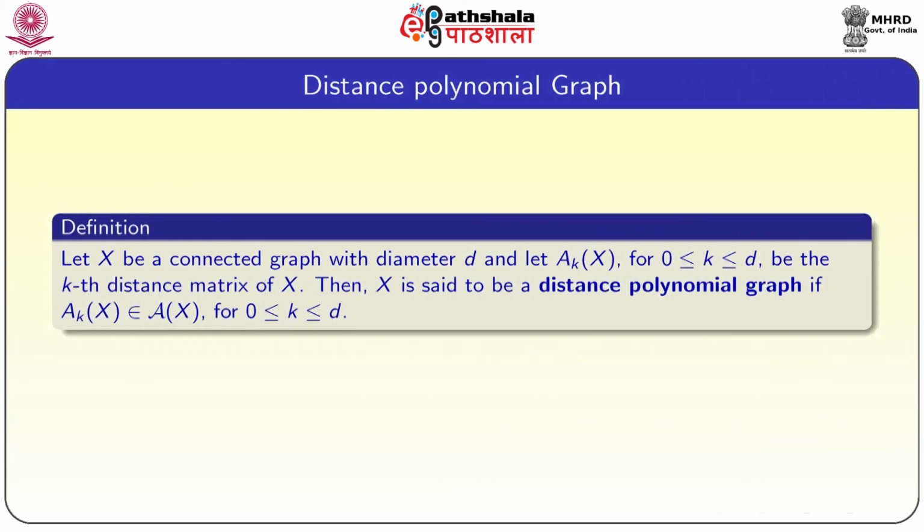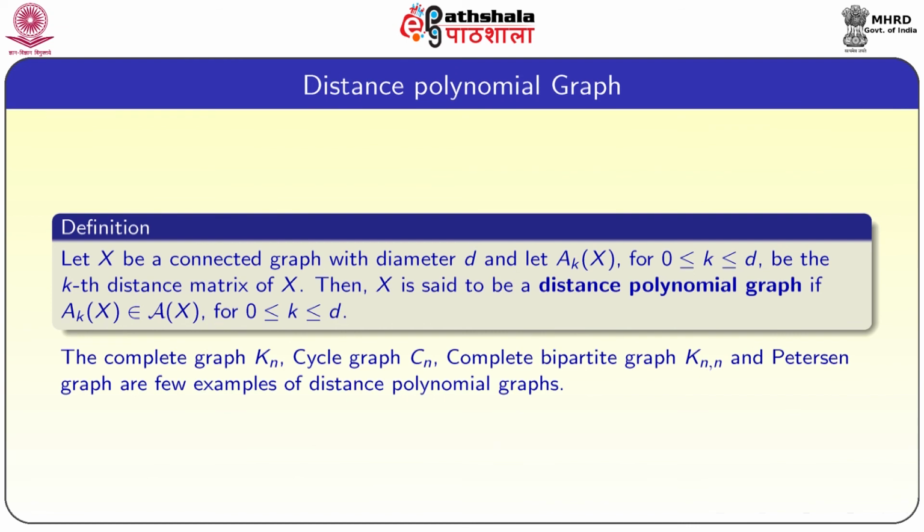Now, we are going to define a graph by using the distance matrices. Let X be a connected graph with diameter d. Let A_k(X), for 0 less than or equal to k less than or equal to d, be the kth distance matrix of X. Then X is said to be a distance polynomial graph if A_k(X) belongs to A(X), the adjacency algebra of X. In other words, every distance matrix is a polynomial in the adjacency matrix A.